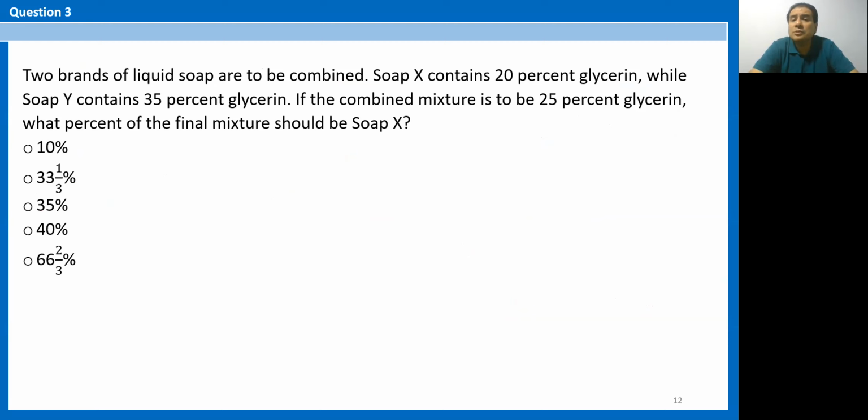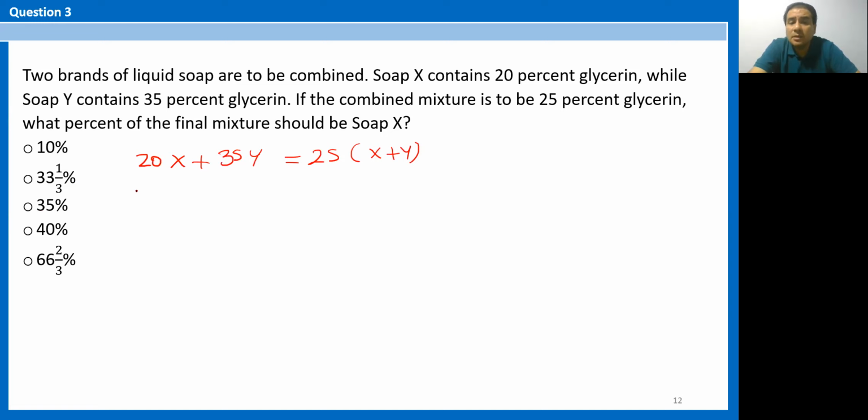If the combined mixture is to be 25% glycerin, what percent of the final mixture should be soap X? We can do this in the same way. You can see here that means 20% multiplied by X plus 35% multiplied by Y, that is the total amount of glycerin before the mixture, and after the mixture, you have 25% times the total volume.